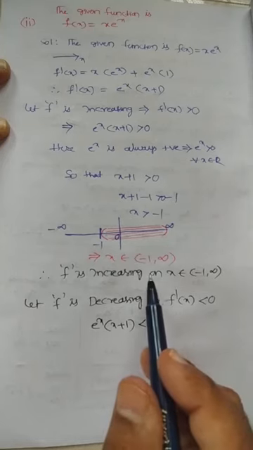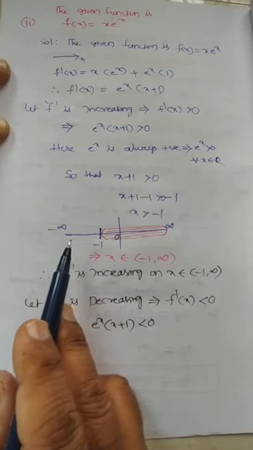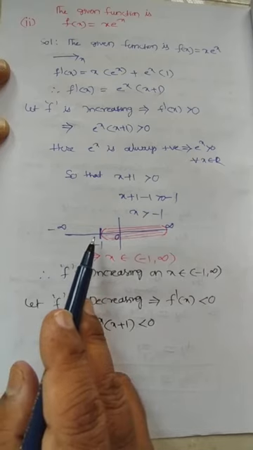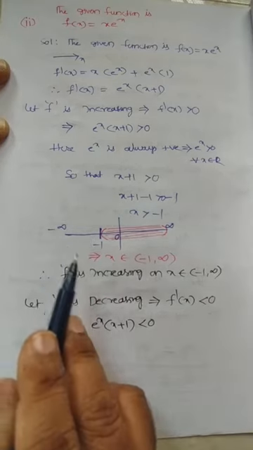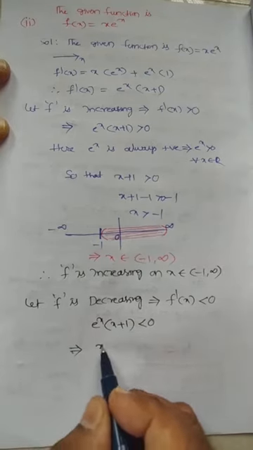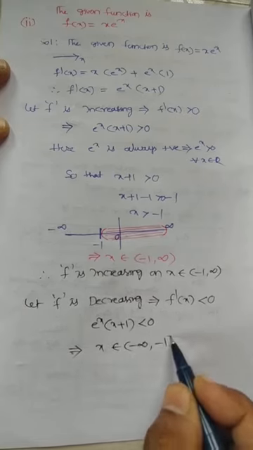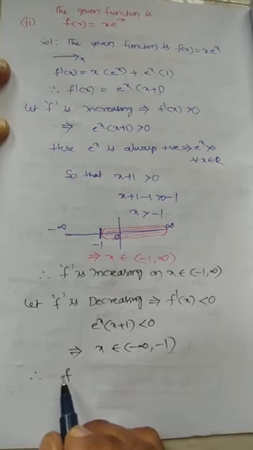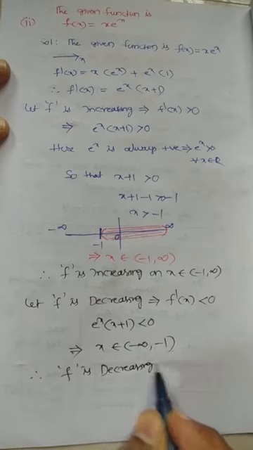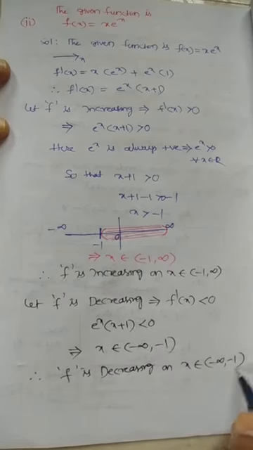Yes. So what is the remaining part in this x real line? Minus infinite to minus 1 is the remaining part. Under the remaining part, f must be decreasing. That implies x belongs to minus infinite to minus 1. Therefore, f is decreasing on x belonging to minus infinite to minus 1.